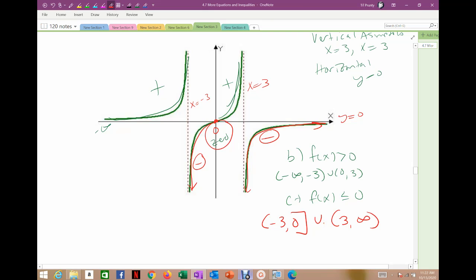Alright, so it exists and is negative from negative 3 to 0, and I include the 0 because of the equal to 0 part. And then it's also negative from 3 to infinity, right? That's shooting off to infinity. Alright, so that's inequalities, solving them graphically. We're going to solve them graphically, but the next examples we're actually going to have to set it up. Alright, so there was the graphically solving polynomials and rationals.